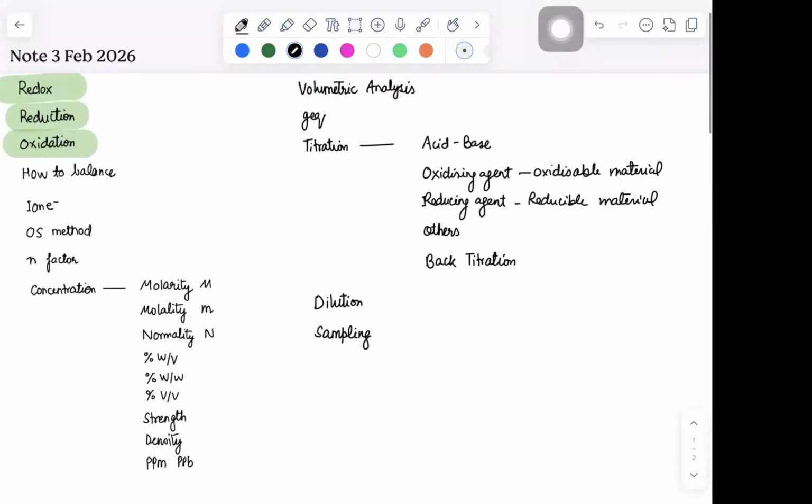Now, in this, one more term that we have to understand is oxidation state. Add this also to the to-do list. How to get the oxidation state of any species, because this will trouble you again and again if you don't know that, right?